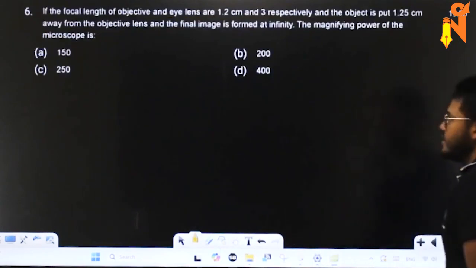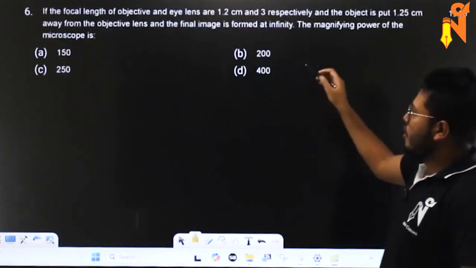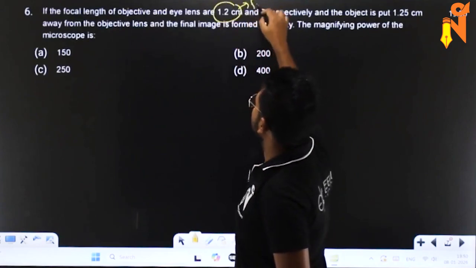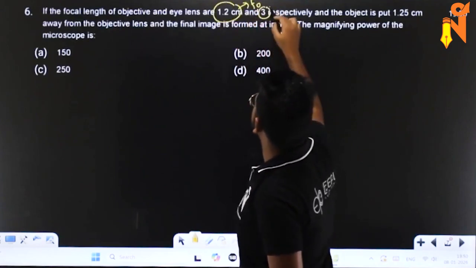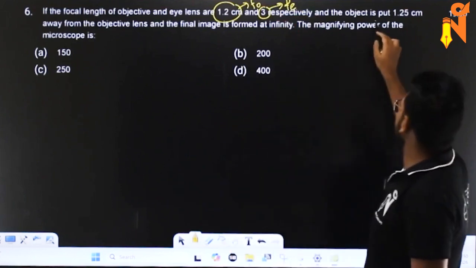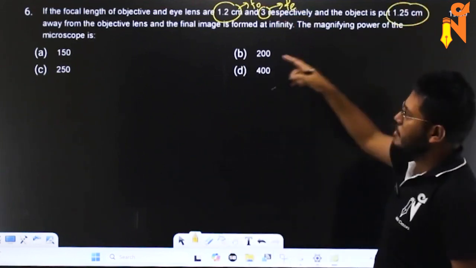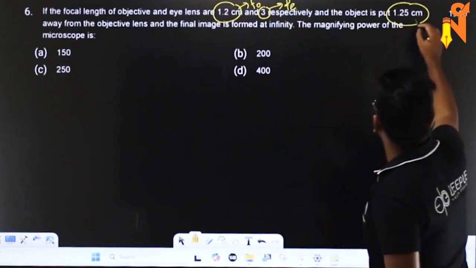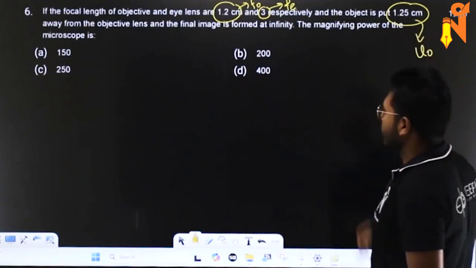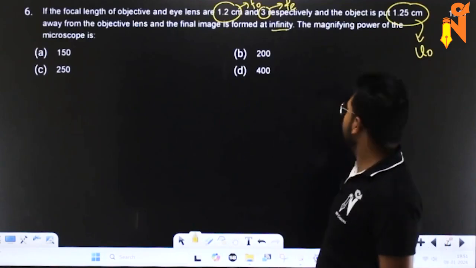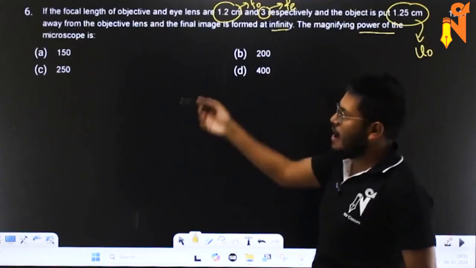Let's proceed. If the focal length of an objective and eye lens are this, so this thing is FO and this thing is Fe. Obviously this is also in centimeters, and the object is put 1.2 centimeters away from the objective lens. Which one? Objective. So I will say this is UO. And the final image is formed at infinity. Fine. The magnifying power of the microscope is?